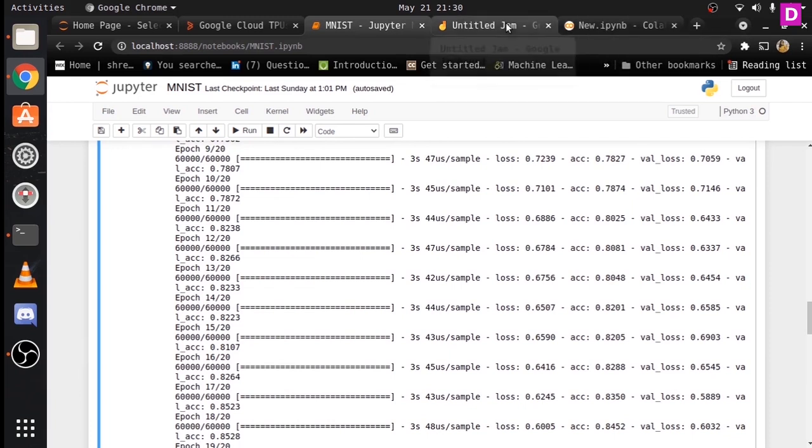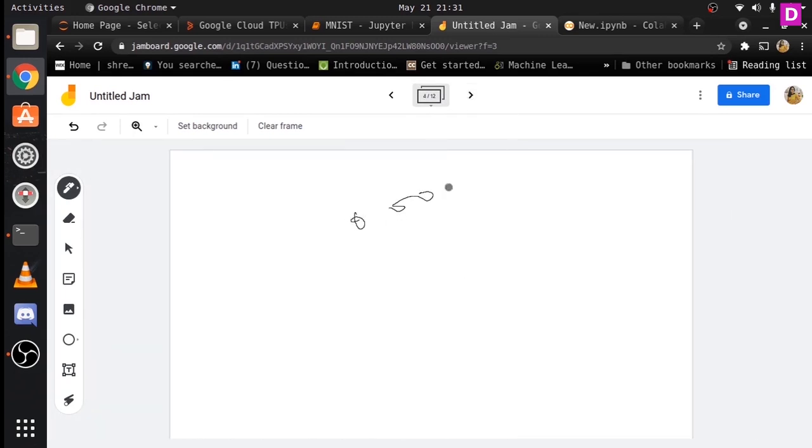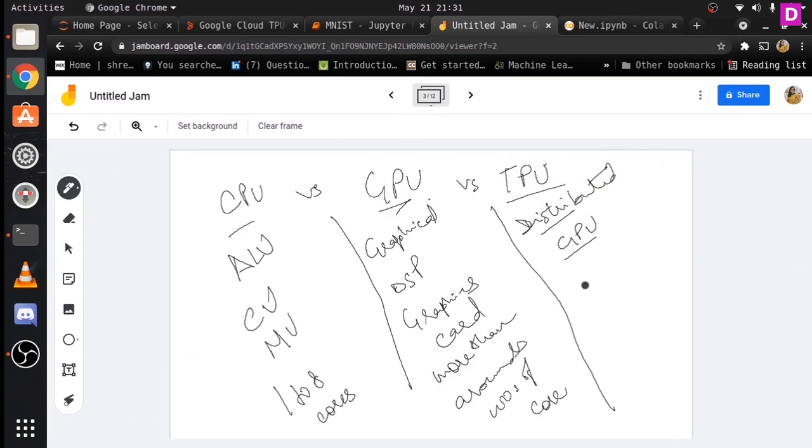So what happens is sometimes you have training that goes on for 3 hours, 4 hours, 5 hours. So in that case we require a distributed GPU. What a distributed GPU basically does is, let's say it has a lot of GPUs. So what will happen is you put the data somewhere, and it will distribute it among all the cores. Then again, it has many cores, more than a GPU.